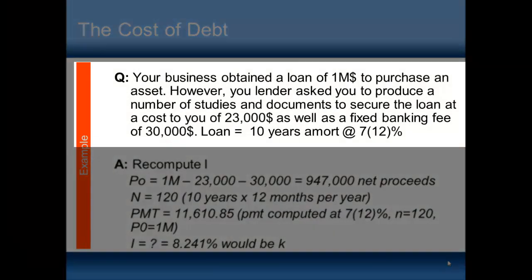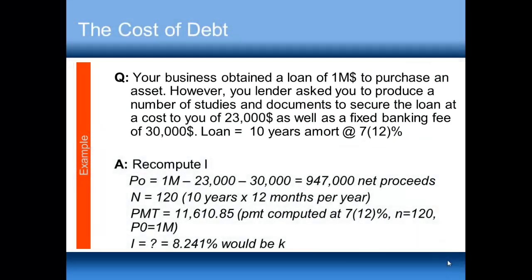Here's an example. Maybe it's a bit easier to see this way. Your business is obtaining a loan for $1 million to purchase an asset. However, your lender is asking you to produce different studies and documents to secure that loan. That's costing you $23,000. On top of that, he's charging you a fixed $30,000 amount. Loan amortization, 10 years, your rate, 7%, compounded 12 times a year. So what we want to do is recompute I in order to account for all these fees.